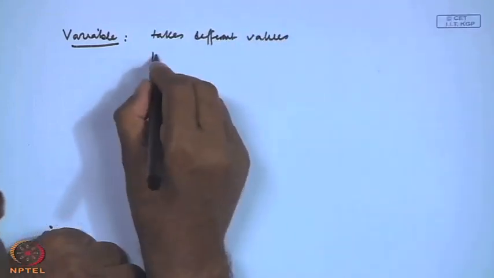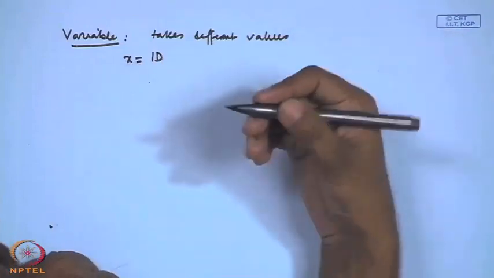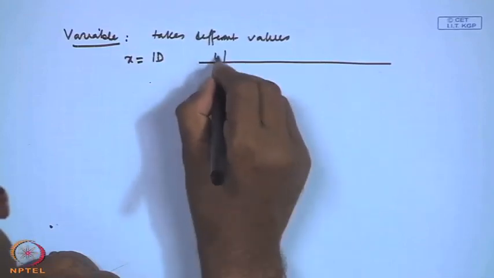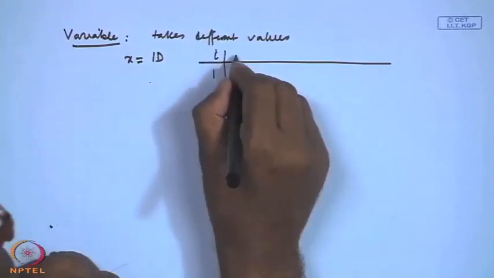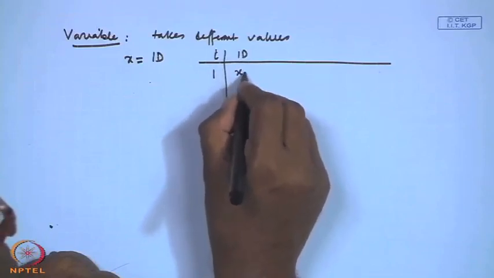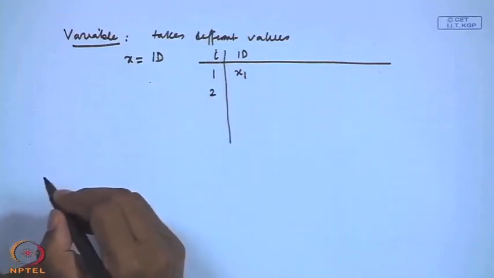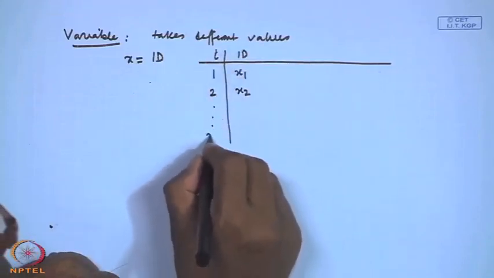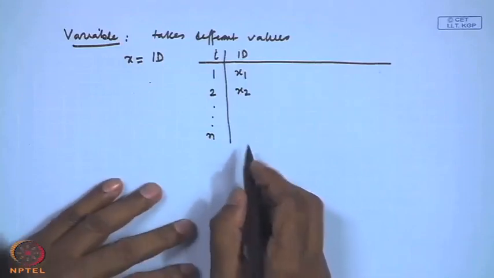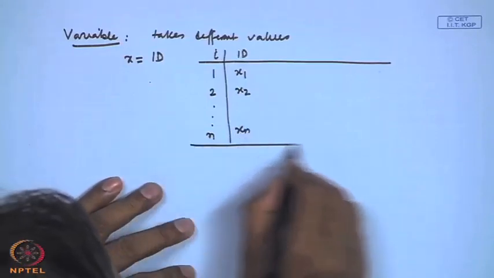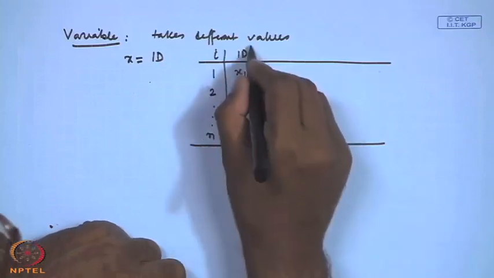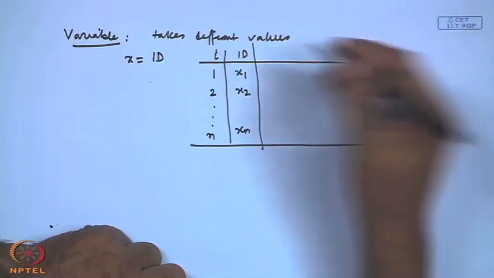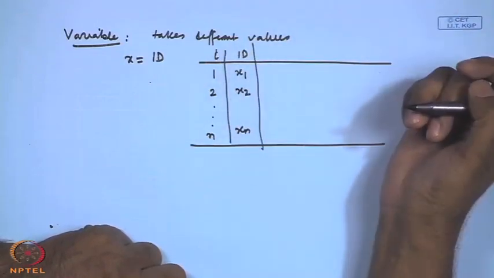For example, if X is ID, inner diameter, then if I produce one item, where I stands for the item, suppose the first item, the ID value may take the value X1. When you go for the second washer, it may take X2. In such a way, if I go for n washers produced, Xn will come into consideration. So, these are the values. ID takes different values. As a result, ID is a variable.